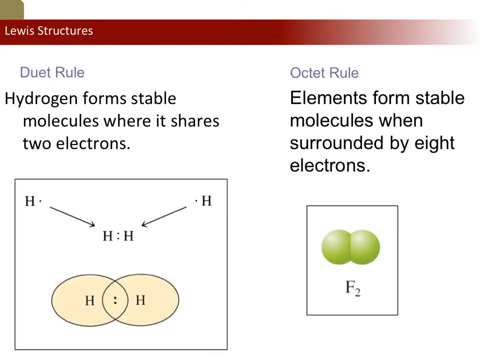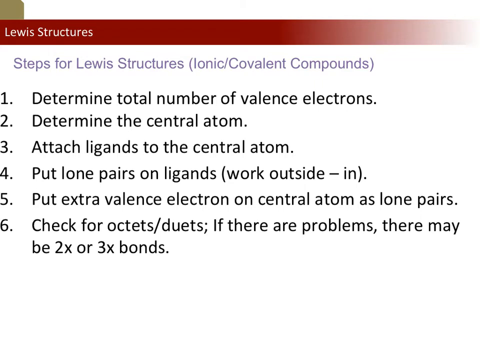Now, the duet rule is one that applies to hydrogen only, because hydrogen is full after it bonds with one other element and shares 2 electrons. Hydrogen's full with 2 valence electrons, hence the duet rule. But typically, elements will share or exchange electrons in order to create a stable electron shell, which is represented by the noble gas or the 8 valence electrons in the highest energy level. In other words, atoms will either share or donate electrons until they have a stable valence electron shell, or essentially surrounded by 8 electrons.